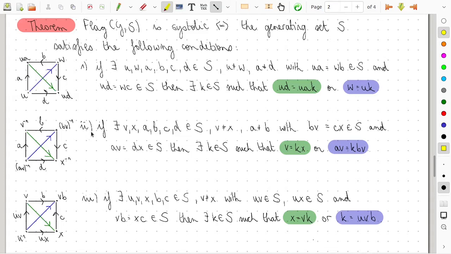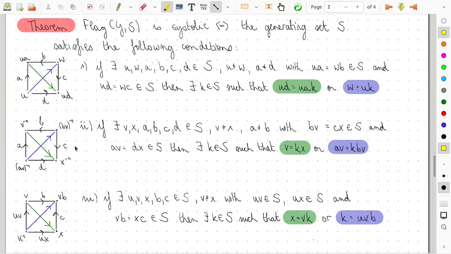The second condition says, if there exist V, X, A, B, C, D in S, V different from X, A different from B, and BV equals CX in S, and AV equals DX in S, then there should exist a K in S such that V equals KX or AV equals KBV.